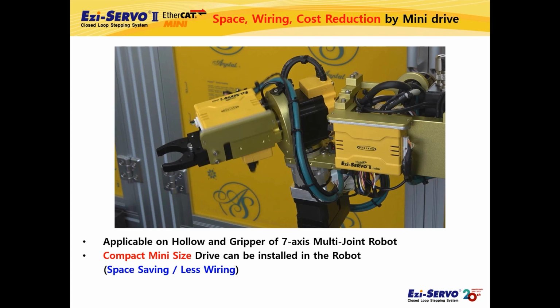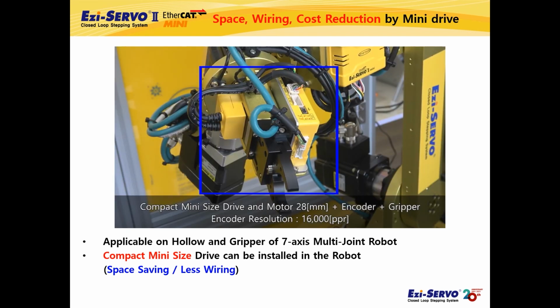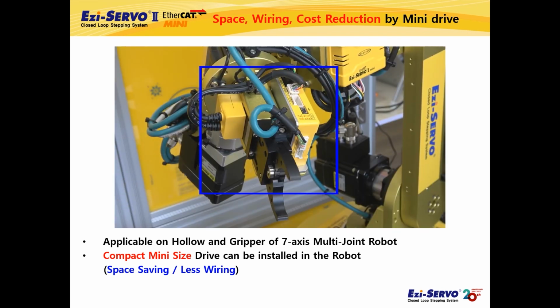Let's look at the Mini-type drive Ezi-SERVO II EtherCAT Mini's part more closely. The drive connected to the hollow shaft motor is attached directly to this part, and the drive applied to the gripper shaft is attached directly to this part. This is the part applied to the gripper axis. The encoder cable is connected like this, and the motor cable is connected like this. You can check that the cable wiring is short because the distance between the motor and the drive is close.